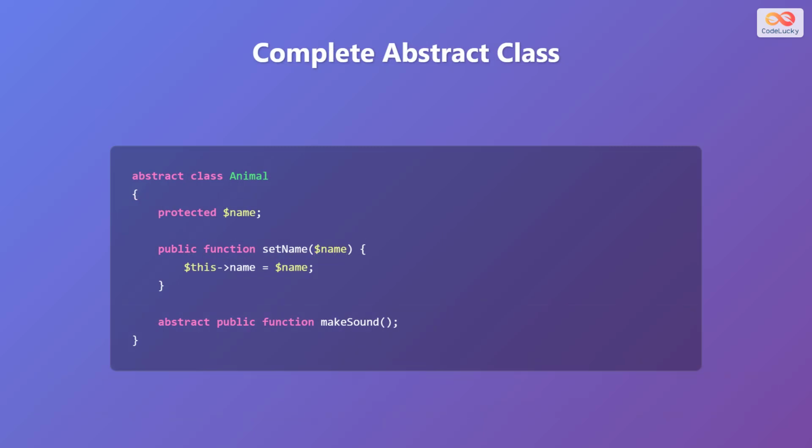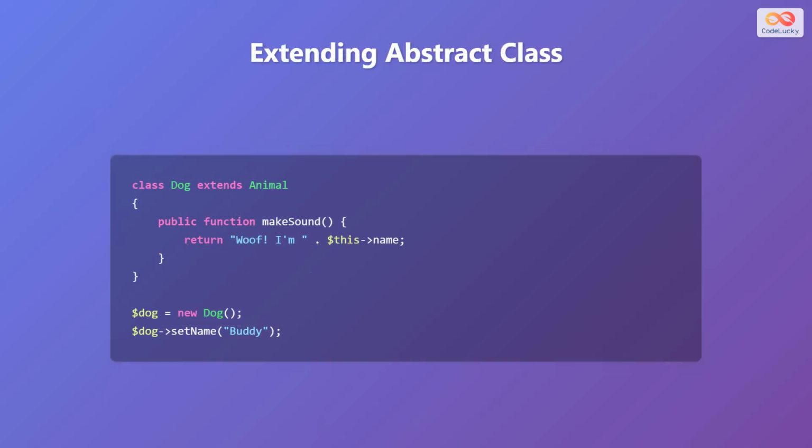Let's look at a complete example of an abstract class. Here we have an abstract class named Animal. It has a protected property called name. There is also a function setName, which sets the name of the animal. Additionally, it declares an abstract method called makeSound. Any class that extends the Animal class must implement this makeSound method.